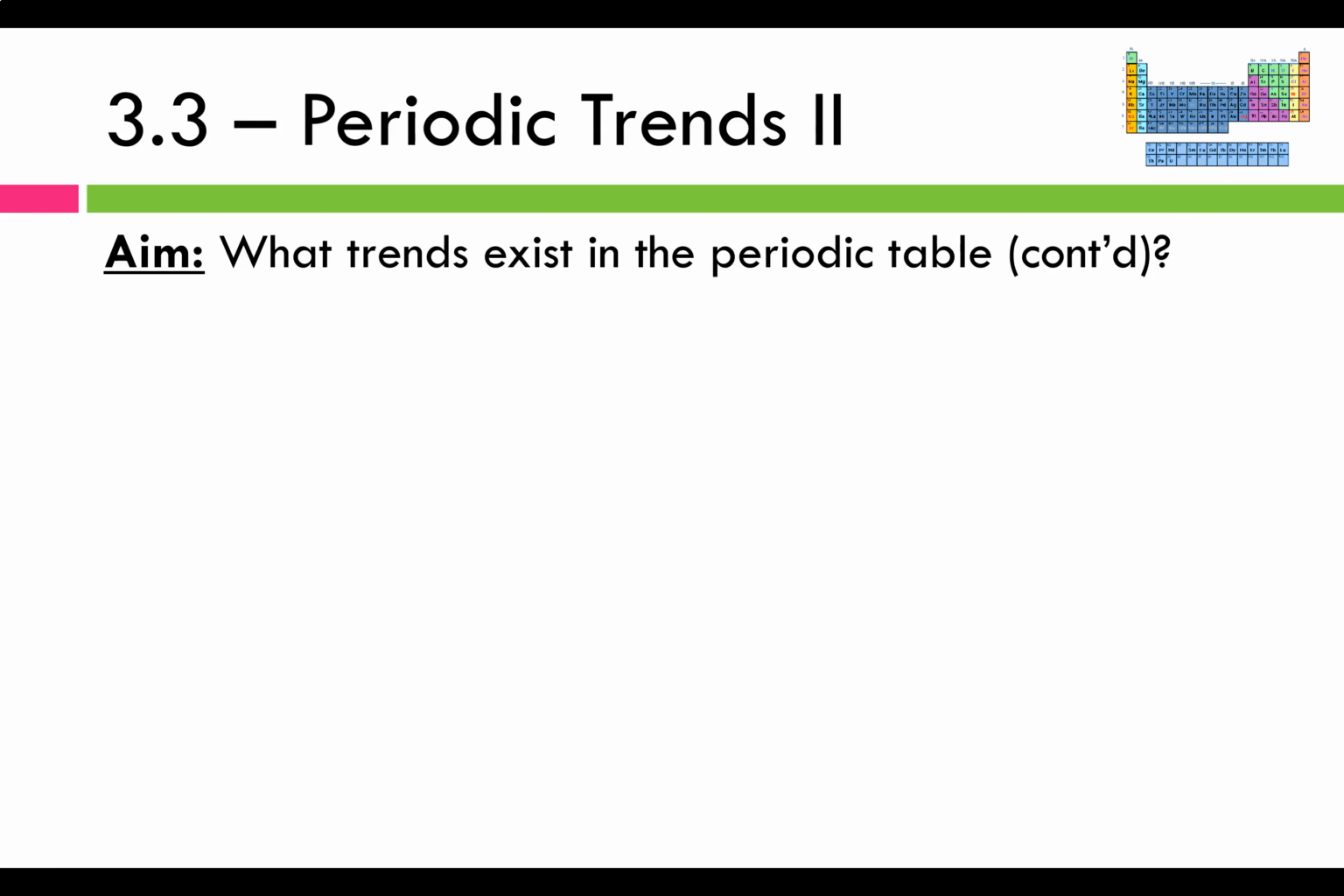This is the follow-up lesson for 3.2 where we introduce the trends of atomic radius and ionic radius, and we're going to wrap up that discussion today.